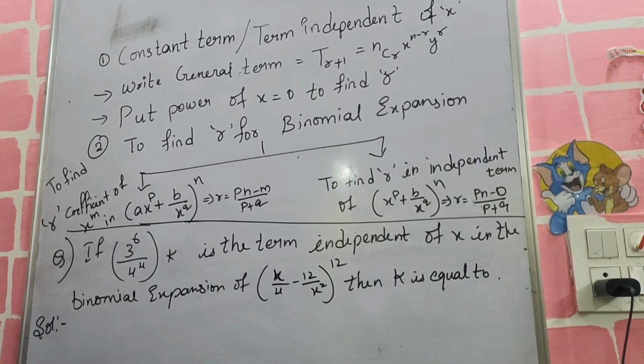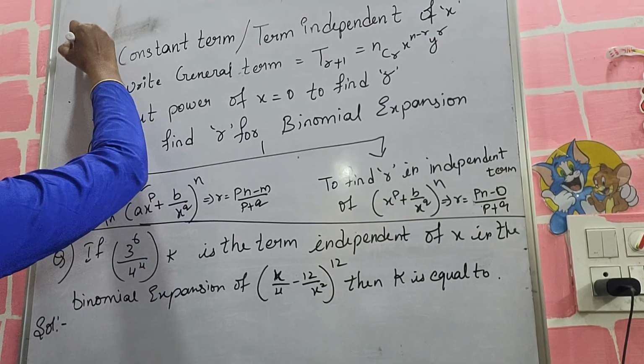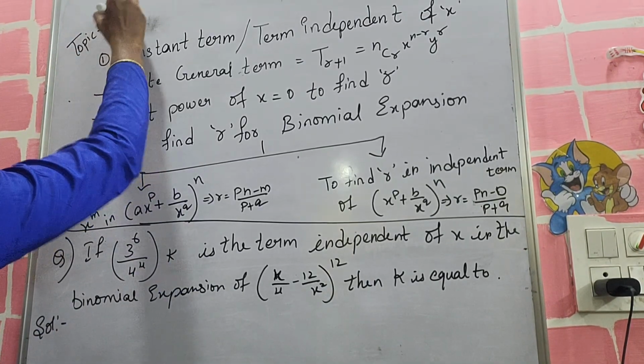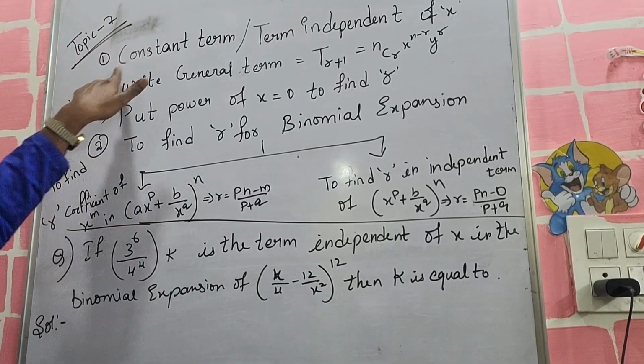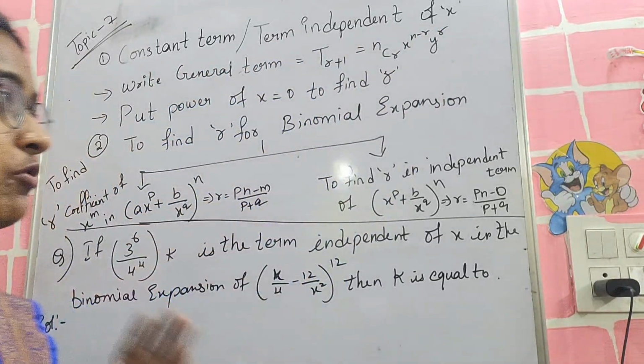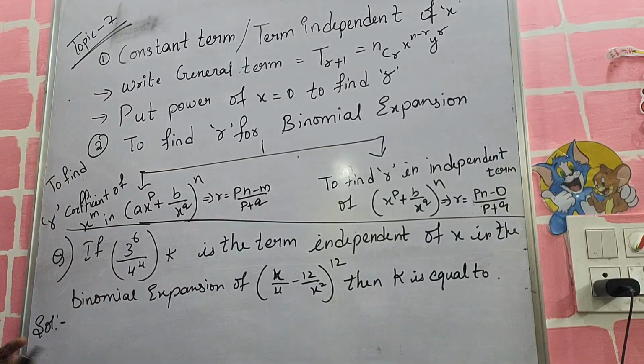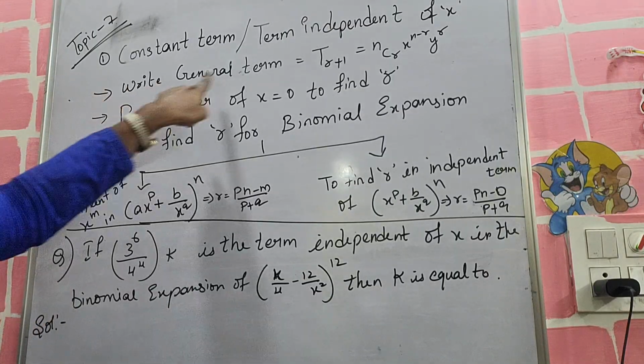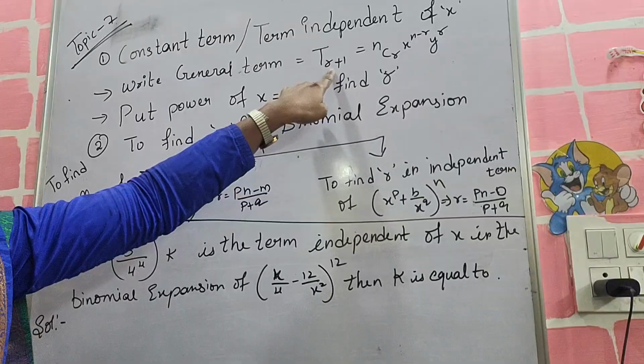So we are in the seventh topic, topic 7. Here, constant term or term independent of x, both are the same. Constant term or term independent of x is the same. Write the general form of T(r+1).